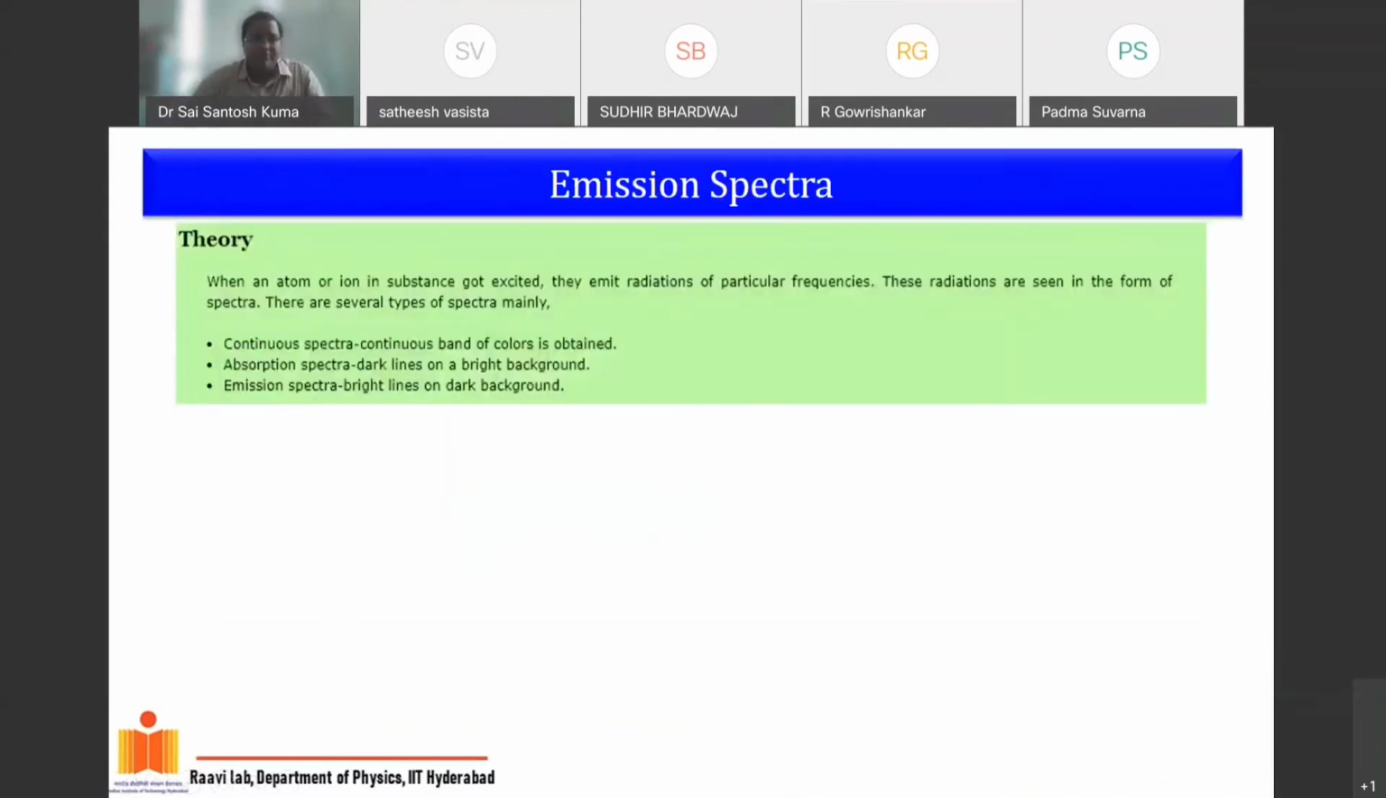Okay, so the spectra here, the theory: it can be a continuous spectrum, where a continuous band of colors is obtained. You can also have absorption spectra, where dark lines are on a bright background. Emission spectra could be spectral bright lines on a dark background. So these are the various things which one can see with this experiment on emission spectra.